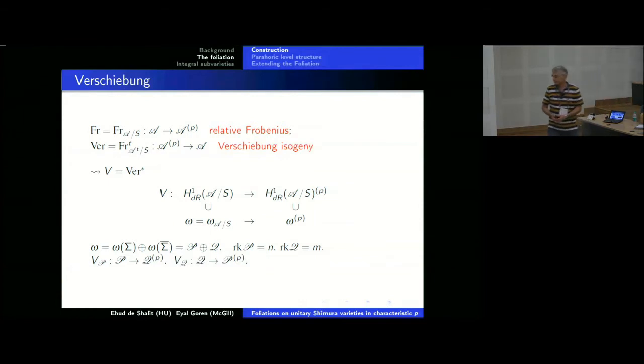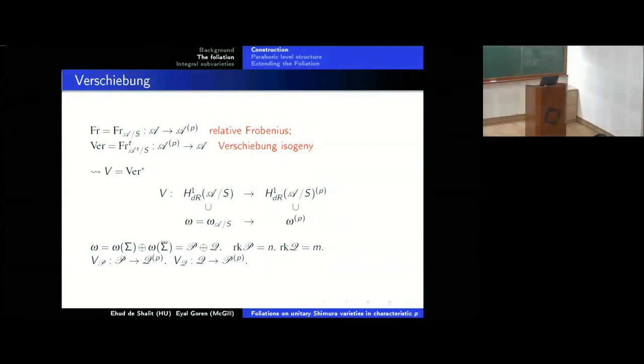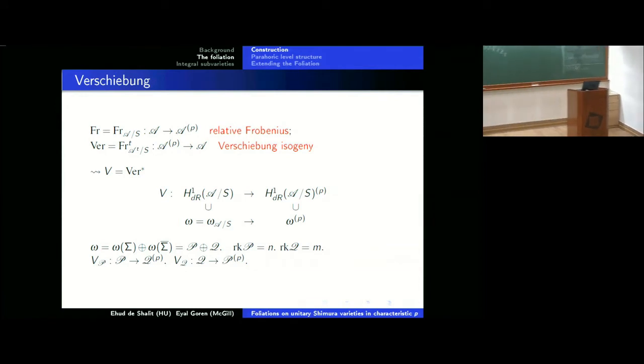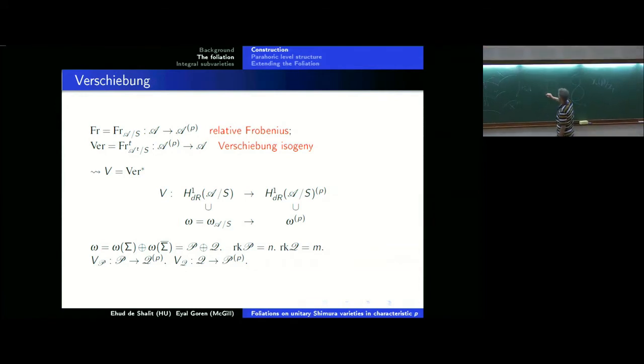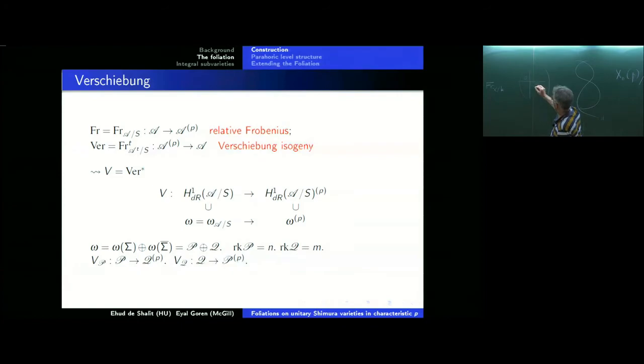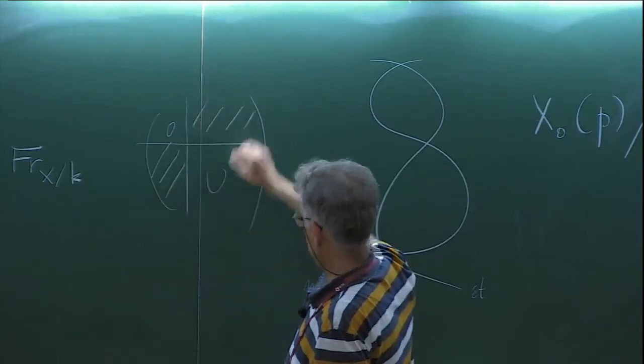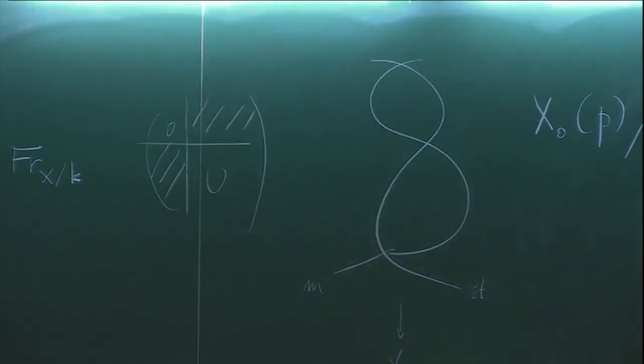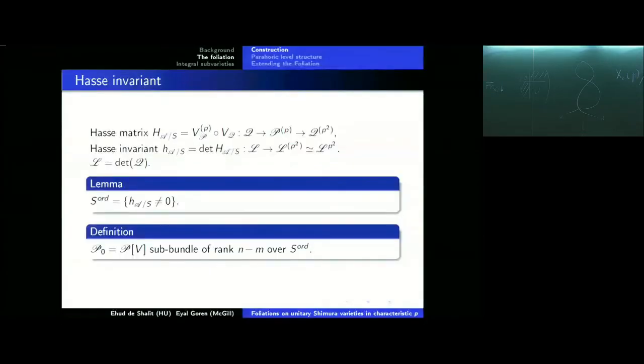So this looks like the situation. There's 0 here, and in some coordinates it looks like a matrix like this. So I call these V_P and V_Q. And now what I can do, and this is, by the way, I should have given credit here.